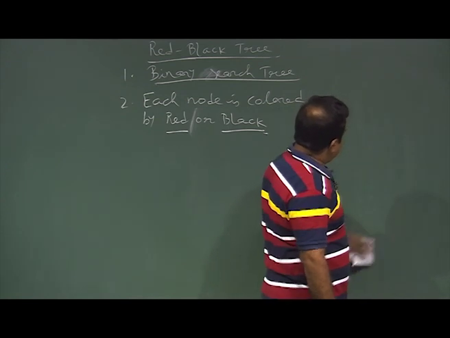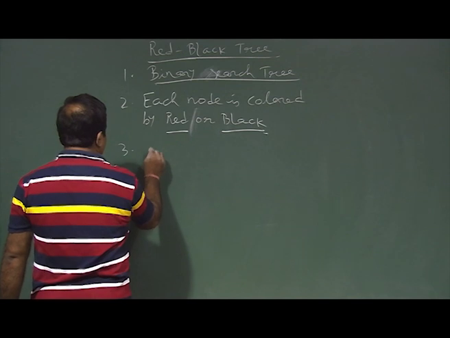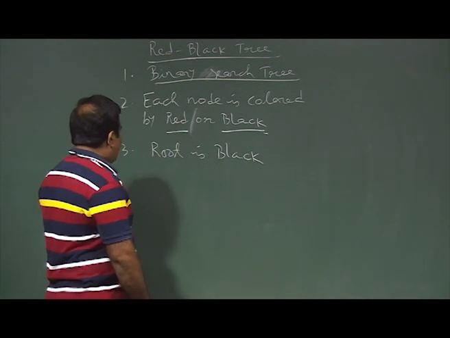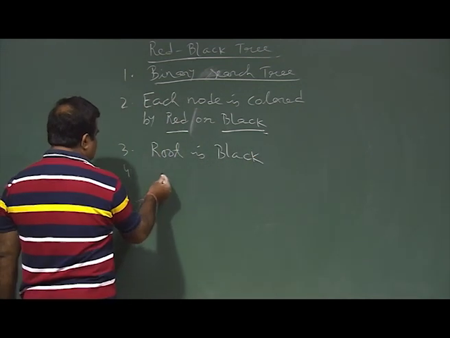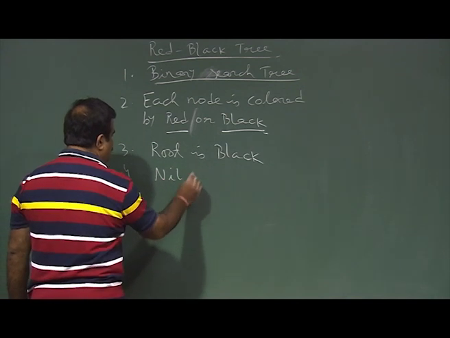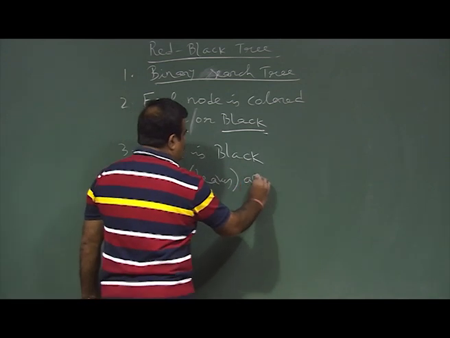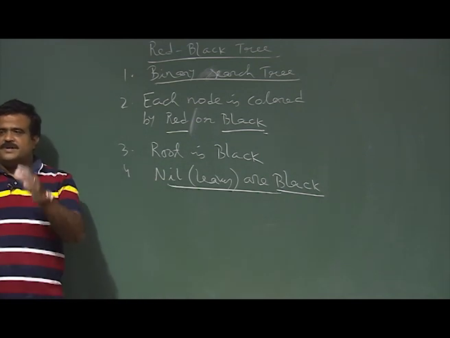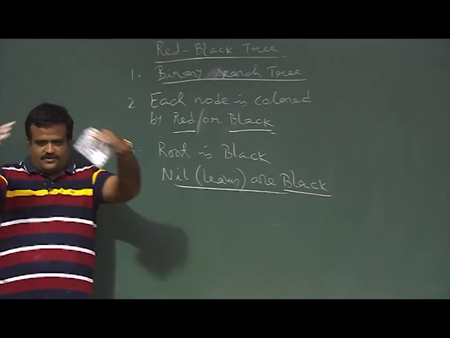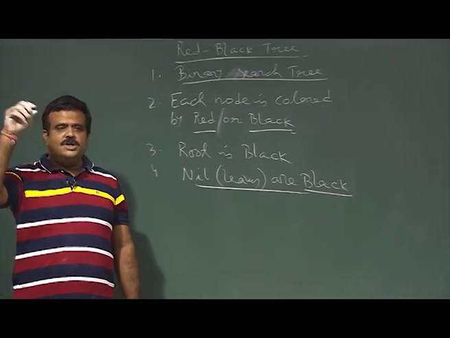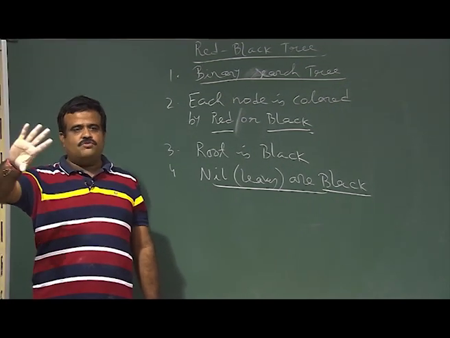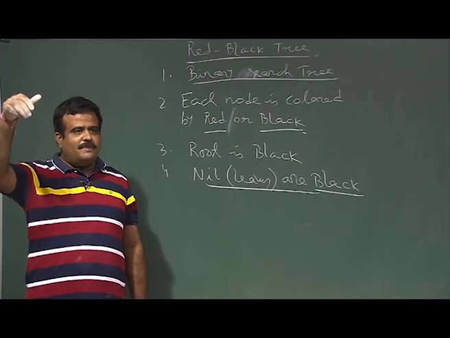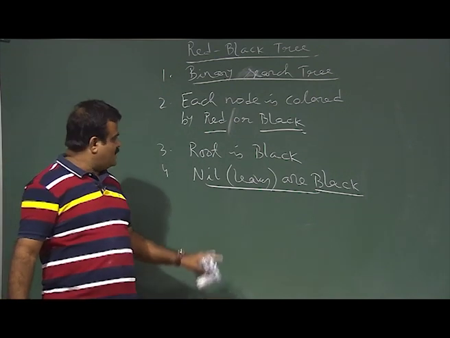Another property is that the root is black, and the nils, the leaves, are black. Nils are basically new leaves, not the original leaves. We have a tree with its leaves, and now we introduce some new leaves, which are the nils, to make the tree a complete binary tree, because a node may have only one child. So to make it complete we need to introduce these nil nodes. We will come to an example.